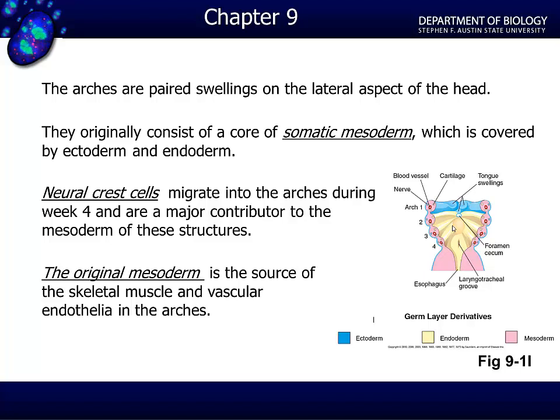Now, when we look at what's going on here, we've got this contribution of neural crest, but our original somatic mesoderm is going to be the principal source of the skeletal muscle and the vascular structures that we're going to find present in these arches that contribute to the face. The neural crests are going to come in and contribute the other connective tissue elements in forming the head, the neck, and the face.